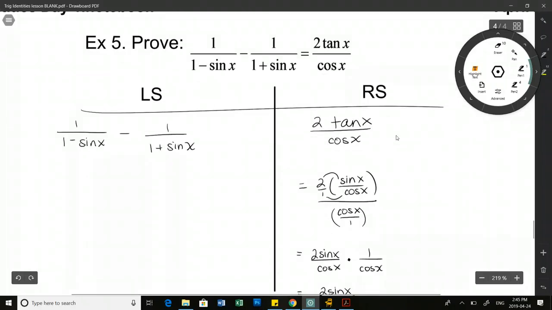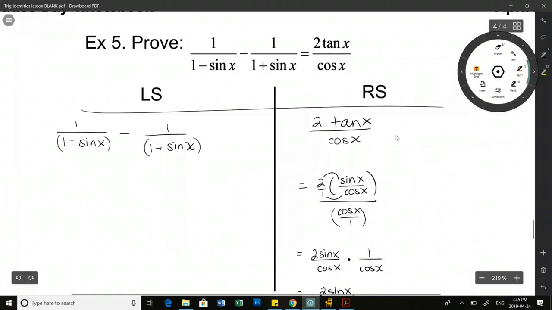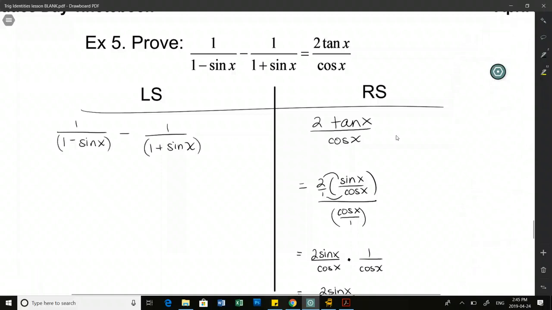Okay, so biggest rule, find a common denominator if you're adding two fractions and you're going to merge.